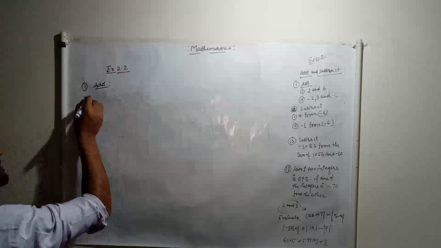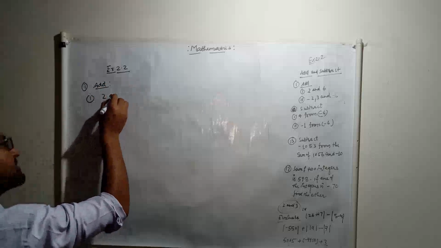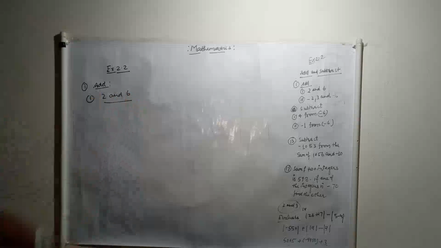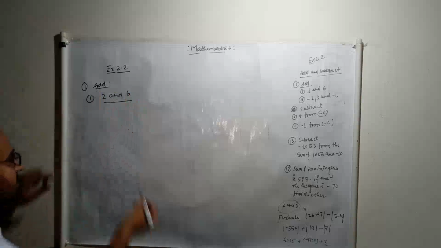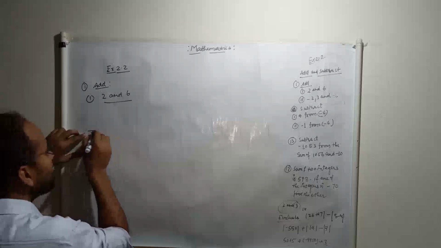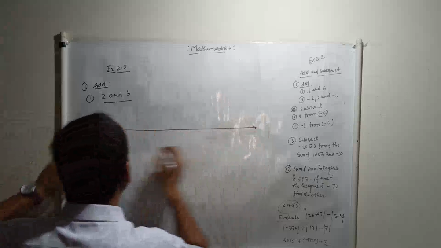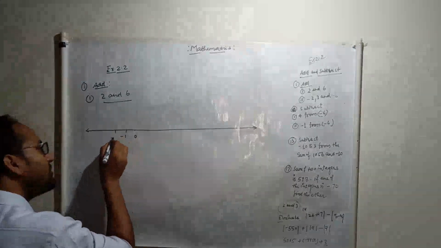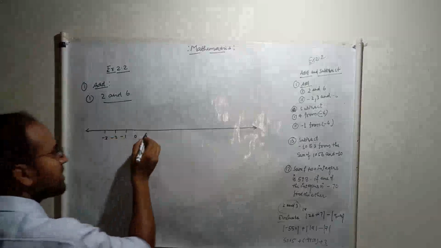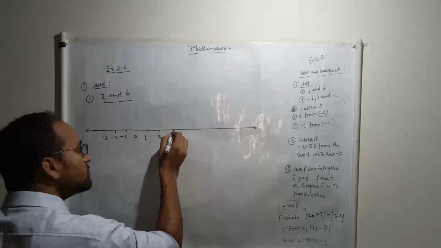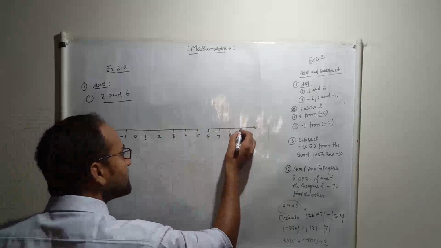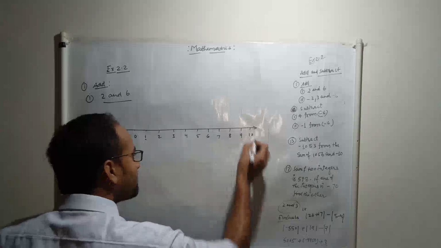Add this one. First one is 2 and 6. By using the number line you will add this. So in 6 I am going to add 2, or in 2 I am going to add 6. So first I am going to make this number line. Here I have taken 0 because in this one there is no negative integer. So I put 1, -1 and -2 and up to -3 and so on. 1, 2, 3, 4, 5, 6, 7, 8, 9 and one more 10.